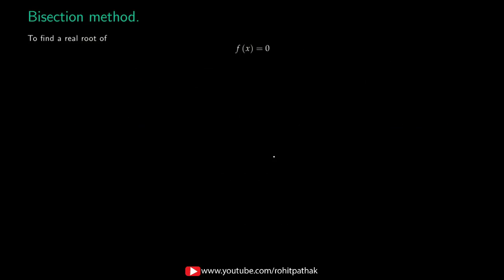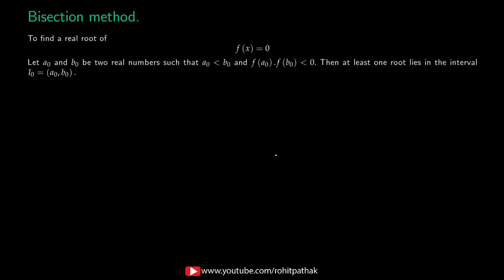In bisection method, we find a real root of the equation f(x) = 0, where f(x) = 0 may be algebraic or transcendental. To find the real root of this equation, first of all, we need to locate the root. I have already told you how to locate the root. Location of the root is by the intermediate value theorem.